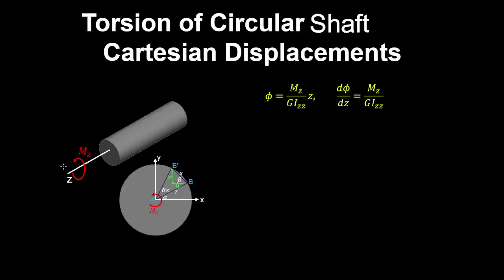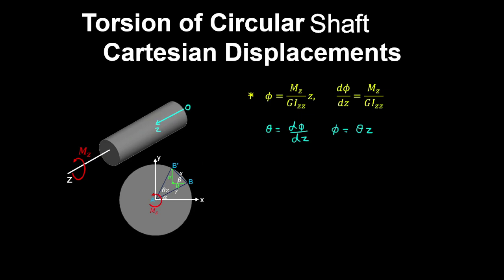Recall that for our circular shaft subjected to a torque, we derive the following equations for the angle of twist and the rate of twist. So here we're going to use the notation that the rate of twist is theta, and therefore the angle of twist is equal to the rate of twist, as we can see, multiplied by z, where z is the distance from the origin to the section in the bar where we're finding the angle of twist. So consider some section at a distance z from the origin of the bar.